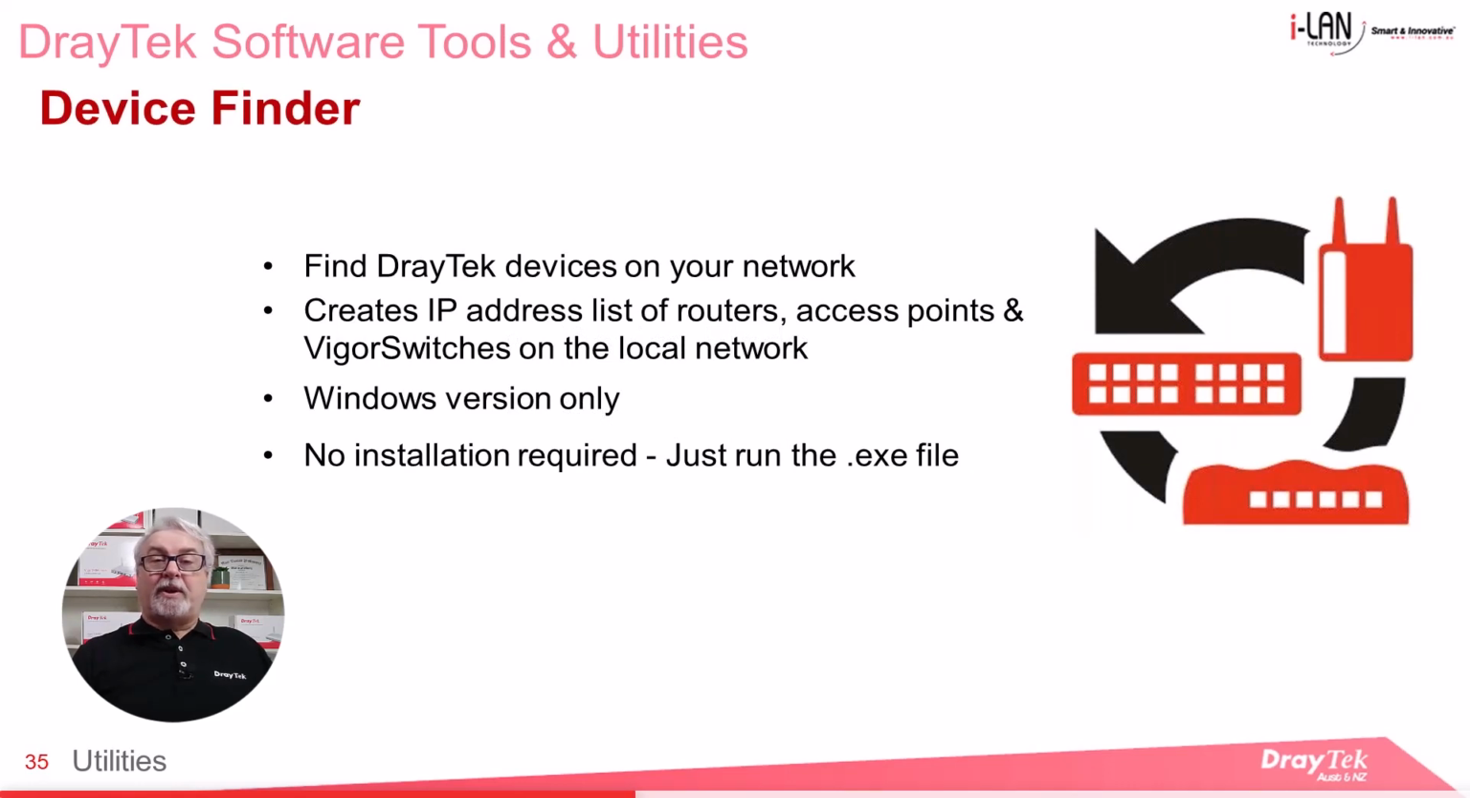This one runs on a Windows PC and is a small utility that you can use to find DrayTek devices on your network. It creates a list of devices along with their associated IP addresses. The file size is about 4 megabytes and no installation is required. You just download from the DrayTek FTP site, unzip it, and it's ready to run.